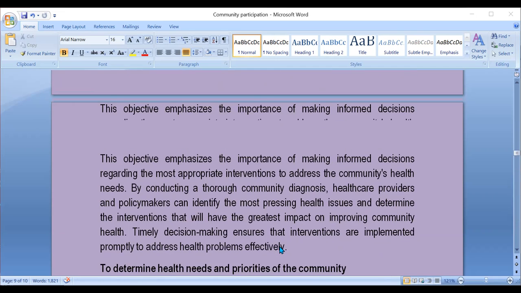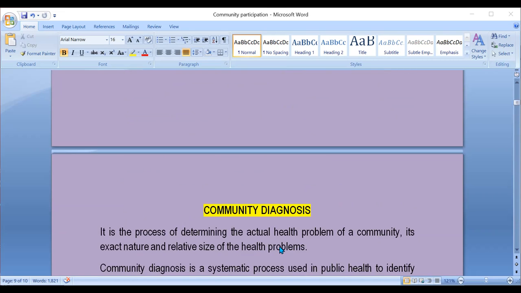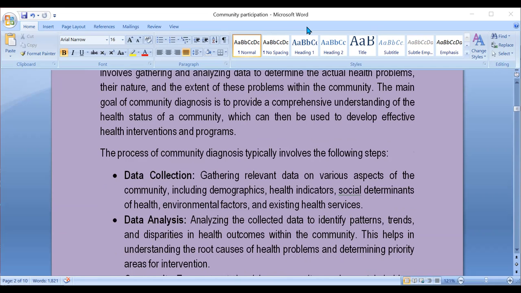So I believe we've been able to discuss this all-important tool known as community diagnosis.